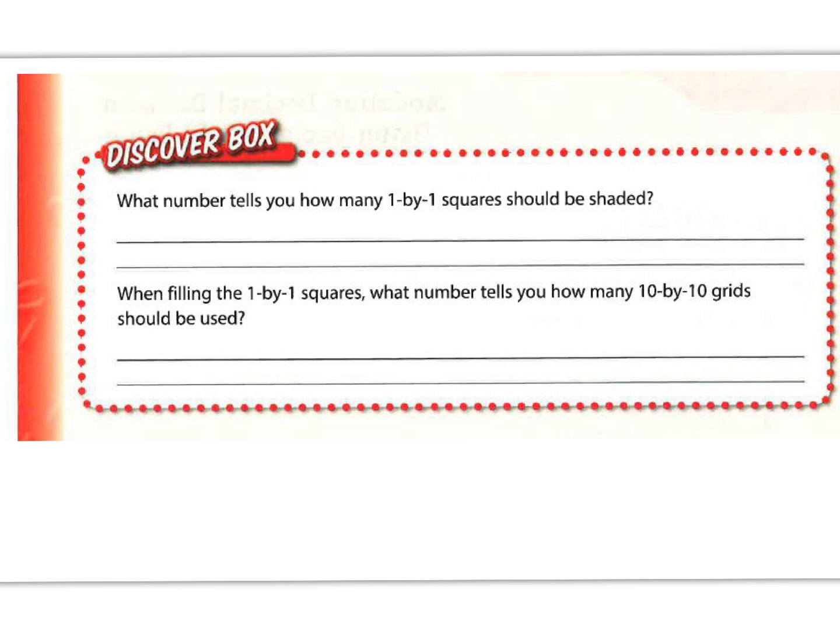It says, what number tells you how many 1 by 1 squares should be shaded? Well, that's the numerator, the top number. So the numerator is the top number. And then it says when filling in the 1 by 1 squares, what number tells you how many 10 by 10 grids should be used? Well, that's the divisor, or the number that it's being divided by.